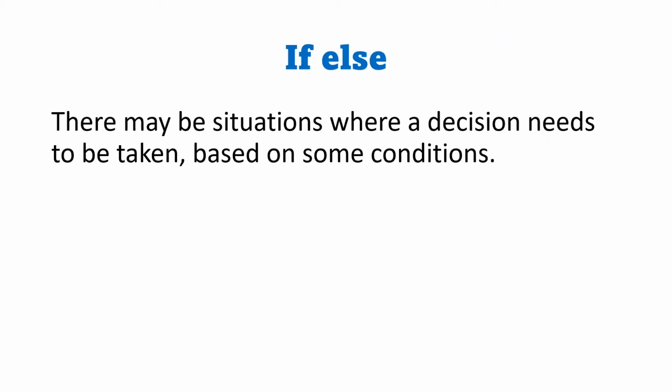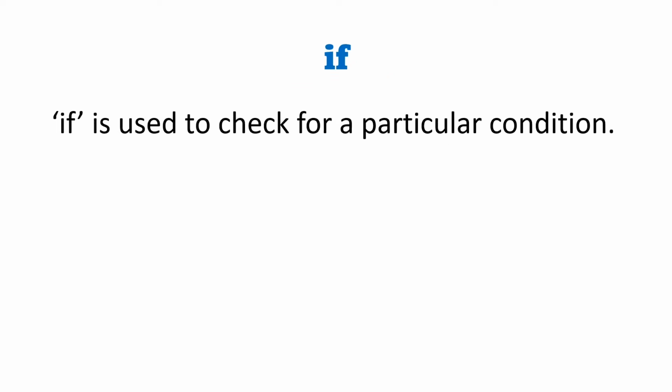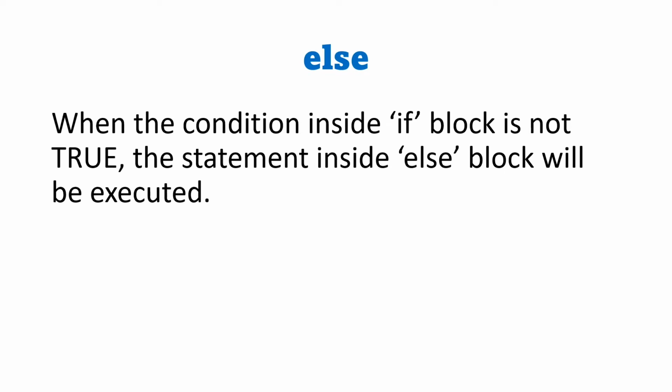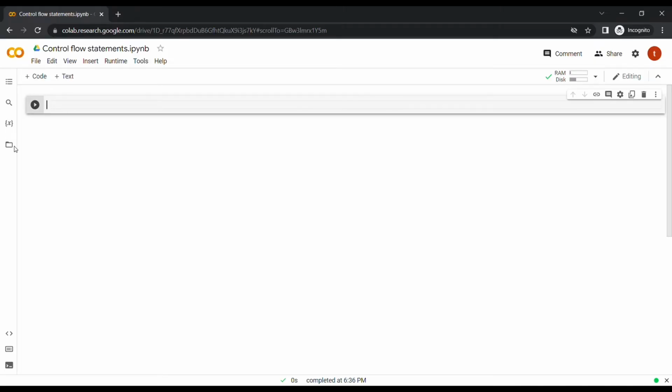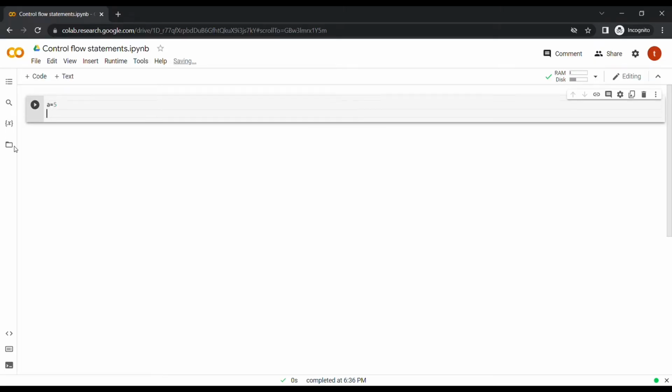Let's see about if-else. There may be situations where a decision needs to be taken based on some conditions. We use if-else block to specify our conditions. If block is used to check for a particular condition. When the condition is true, the statements inside if block will be executed. If not, else block will be executed. Let us see an example for this.